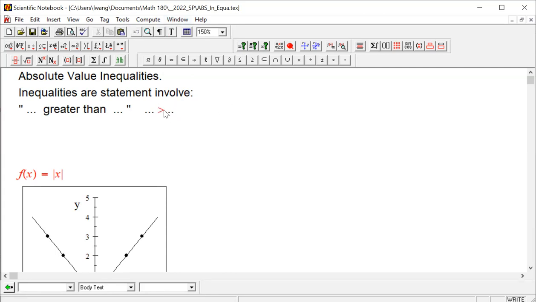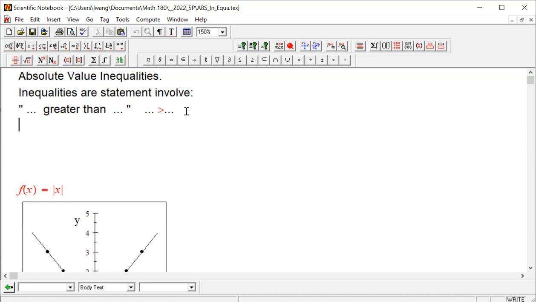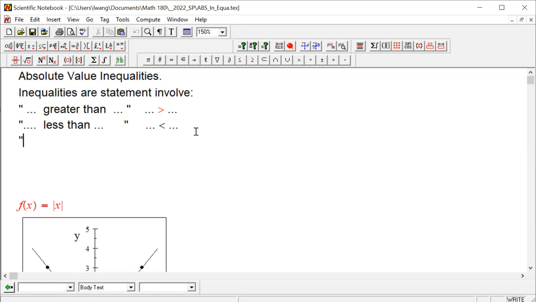The quantity on the opening side of the symbol is larger than the quantity on the other side. The other statement is that something is less than something else, and this symbol would be used for something less than something else. These are the basic inequalities.